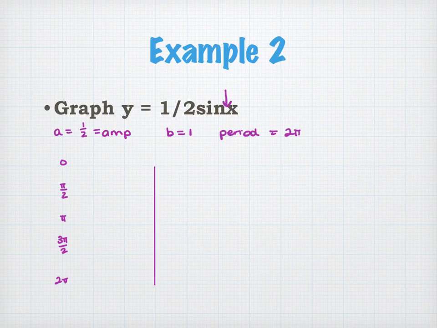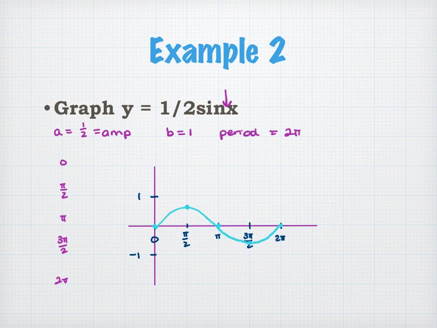Now when I go to graph it, I'm going to mark the same horizontal points: 0, pi over 2, pi, 3 pi over 2, and 2 pi. But this time, my amplitude is 1/2. So I'm going to start at 0. I'm going to go up to the half mark, back down to 0, down to the negative half mark, back up to 0, and there's my curve. So the only thing that changed between example 1 and 2 was the amplitude.